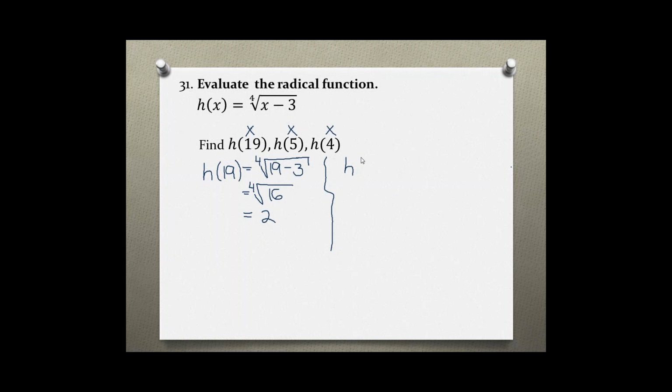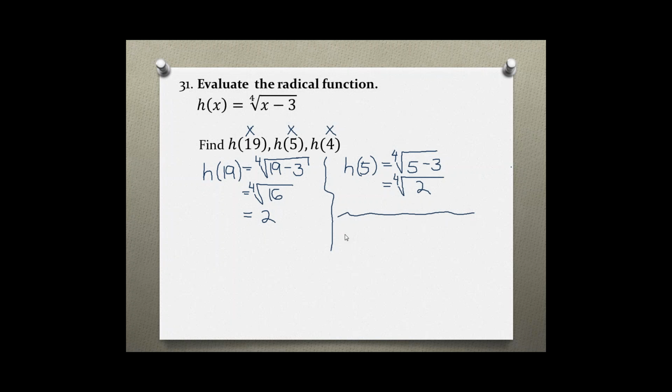Now h of 5, plugging in 5 for every x value in the function, and we get the fourth root of 5 minus 3. Solving the right side, the fourth root of 2. Now 2 is not a perfect fourth root, so it could just stay like that.